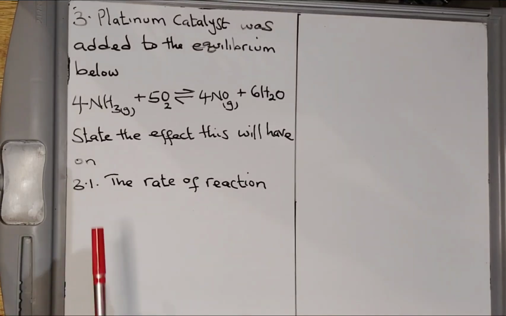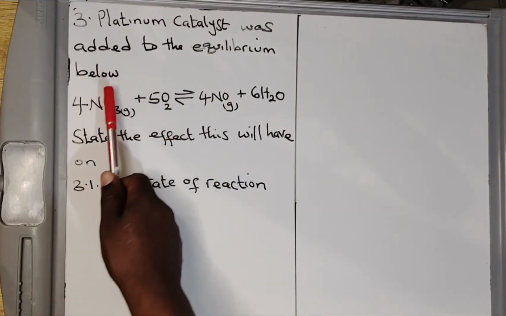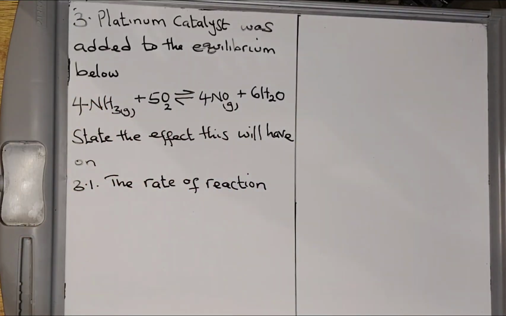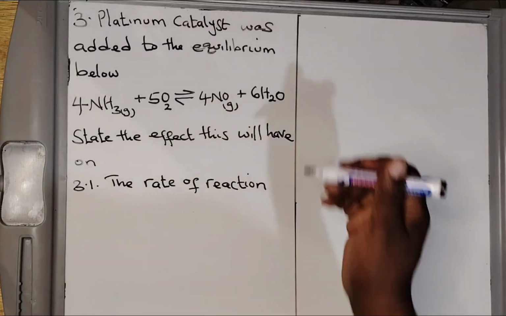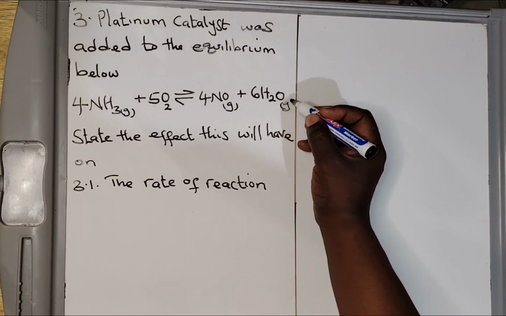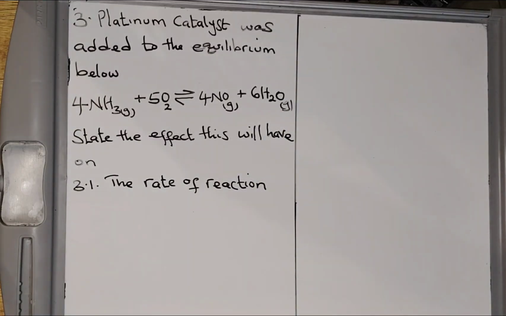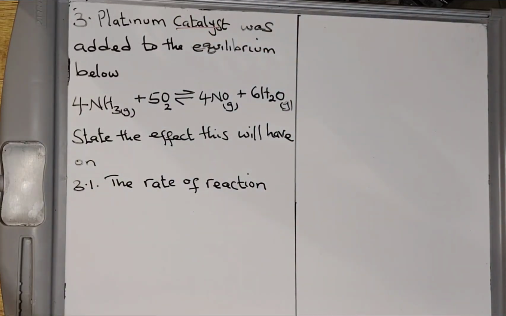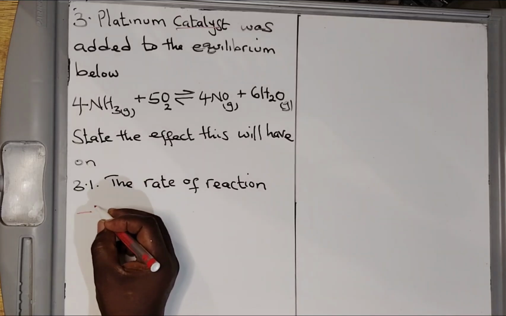And we are looking at this question. It says, platinum catalyst was added to the equilibrium below. And this is the equilibrium. We must not forget that this is also a vapor. It says, state the effect this will have on the rate of reaction. What are you adding? You're adding a catalyst. And the catalyst is one of the 6 factors affecting the rate of reaction. So what is going to be the answer? Increase.